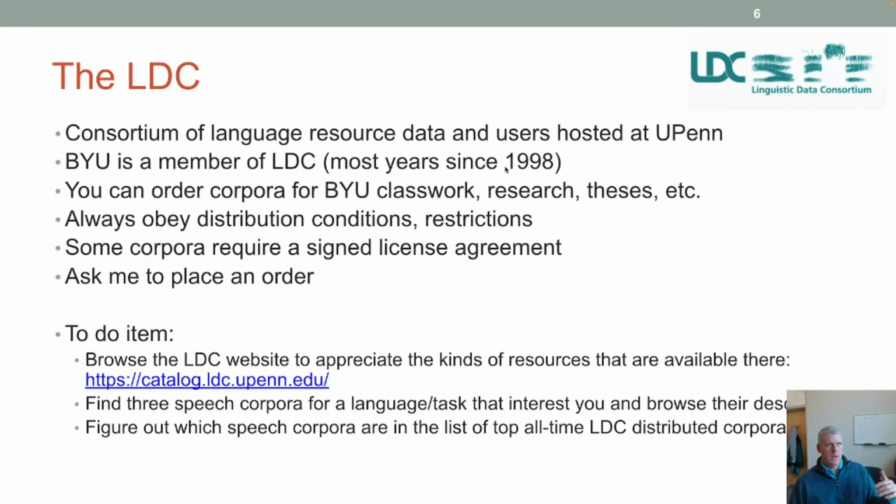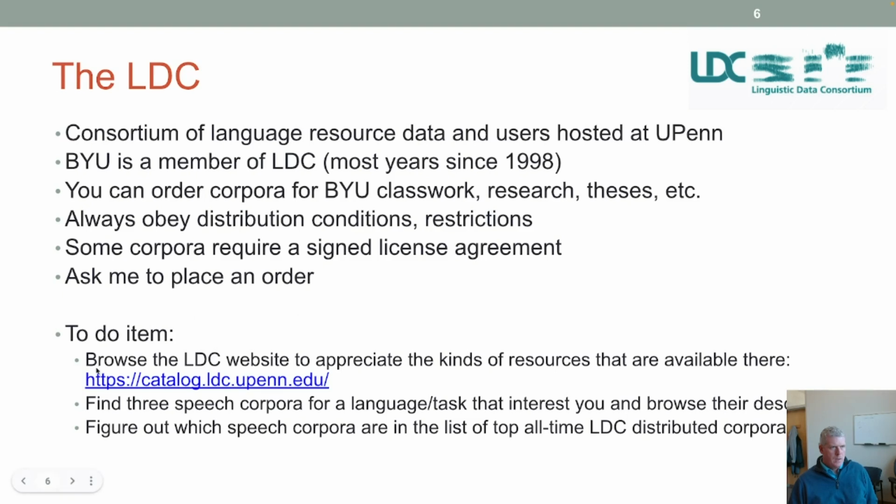We have a certain quota per year that we can request data sets. And we have a lot of data sets that we have already requested. Like I mentioned previously, if you find a data set on the LDC's website, approach me about whether we already have that data set and I can get it to you, or perhaps we can request it. So you can do that for research and classwork and theses and honors theses or undergraduate research awards, right? And you obviously need to obey the distribution conditions, which usually means don't make it available to the world. There's a signed agreement on many of these.